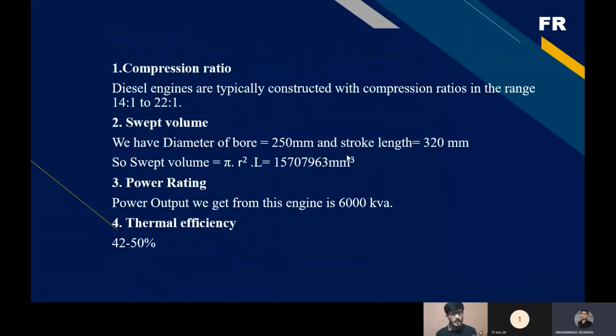Now compression ratio. Basically, diesel engines are constructed with compression ratios between 14:1 to 20:1, and our engine at 18:1 also lies in this range. Swept volume: the diameter of the bore is 250 millimeter and the stroke length is 320, so we can easily calculate the swept volume, which is 15,70,79,63 millimeter cube.